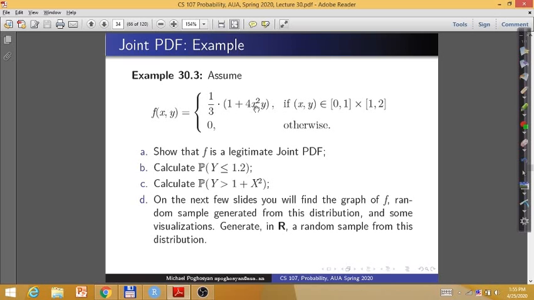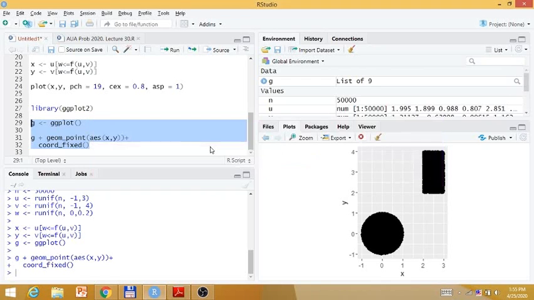So x, the largest value of x can be 1, the largest value of y can be 2. So the largest value of this will be 4 times 2, 8. So the largest value of this will be 1 plus 8 over 3, that is 3. So I will generate w from 0 to 3 uniformly. And then pick all u and v's as x and y for which w is less or equal than the function value at uv. So I'm doing that rejection sampling for this case.